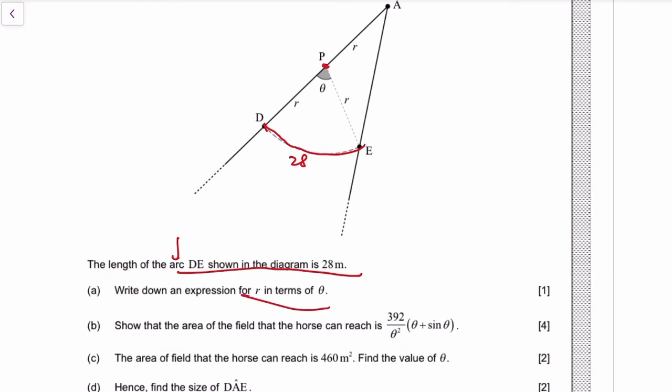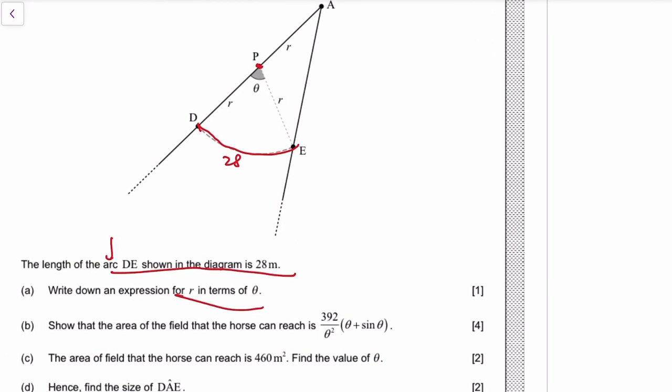Find an expression for R. So that's probably using the formula for the arc length. If you check the formula booklet, the arc length formula is radian times radius. The thing about this formula is it only works in radians, so this theta has to be in radians. So the arc length is 28, so this is equal to 28. They want R in terms of theta. That means they want R to be the subject, so it's 28 over theta. Just divide it away.